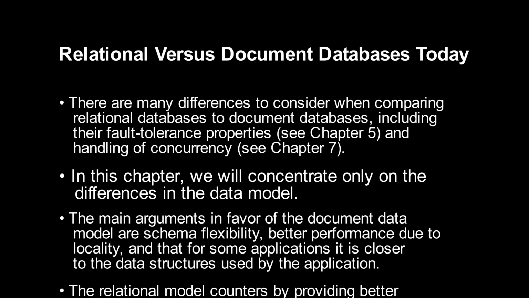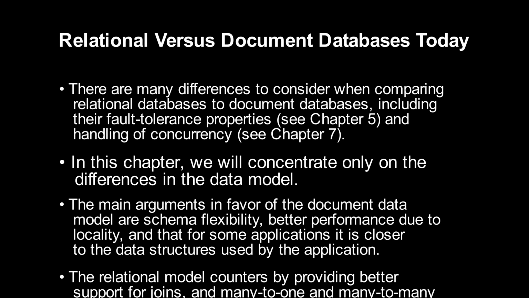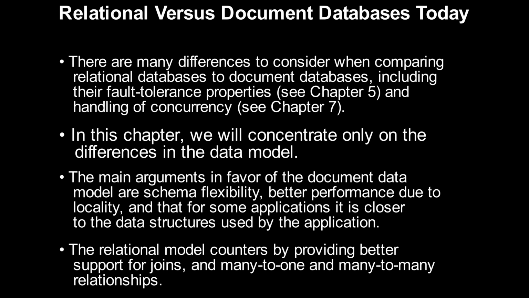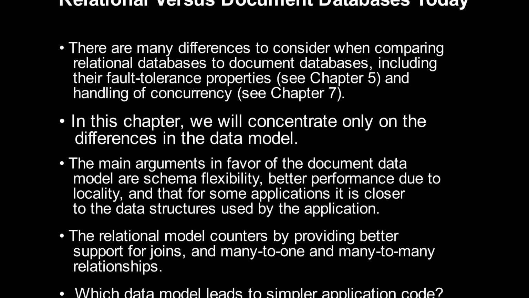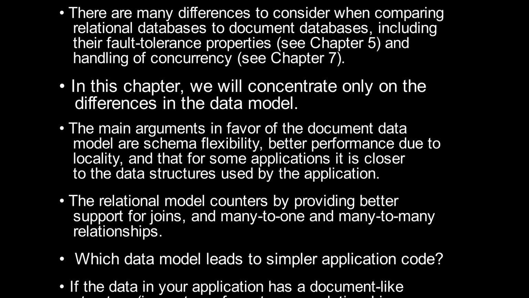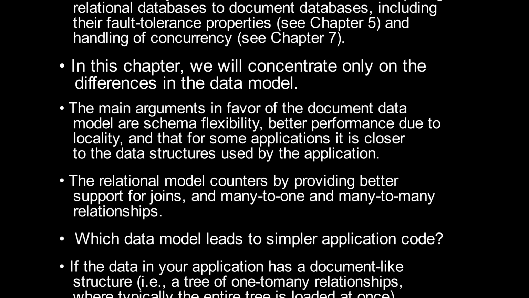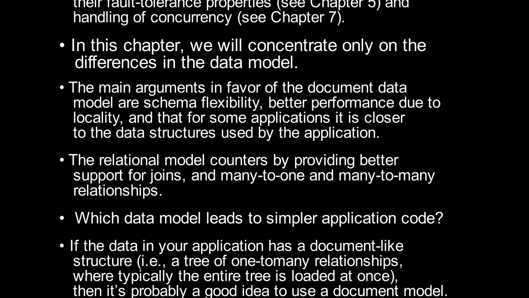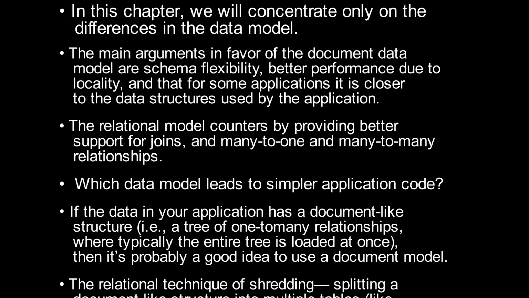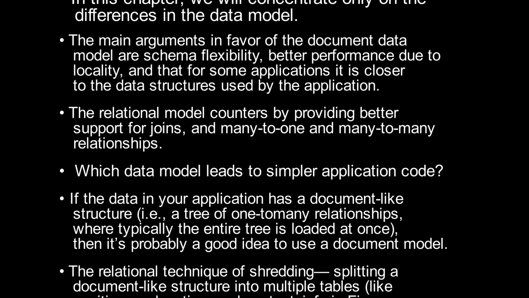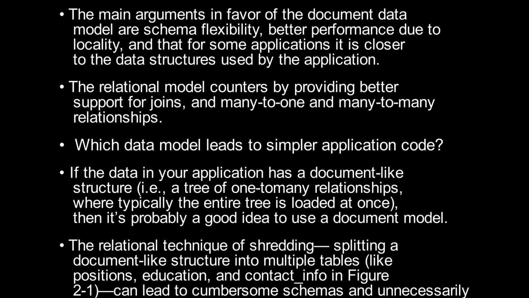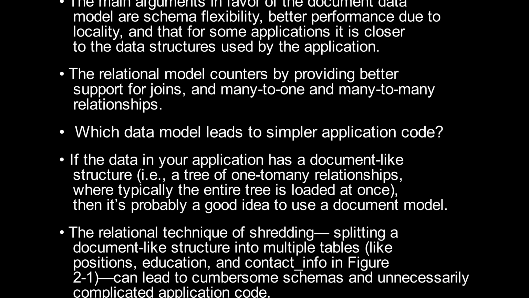The main arguments in favor of the document data model are schema flexibility, better performance due to locality, and that for some applications it is closer to the data structures used by the application. The relational model counters by providing better support for joins and many-to-one and many-to-many relationships, which data model leads to simpler application code. If the data in your application has a document-like structure, i.e. a tree of one-to-many relationships, where typically the entire tree is loaded at once, then it's probably a good idea to use a document model.